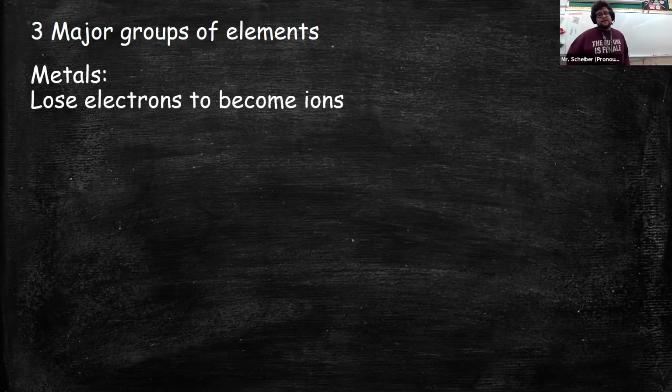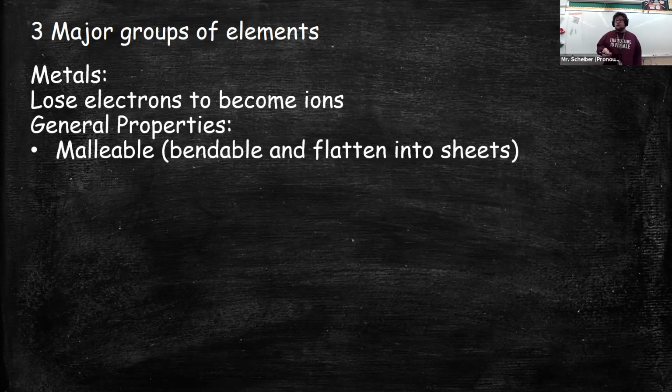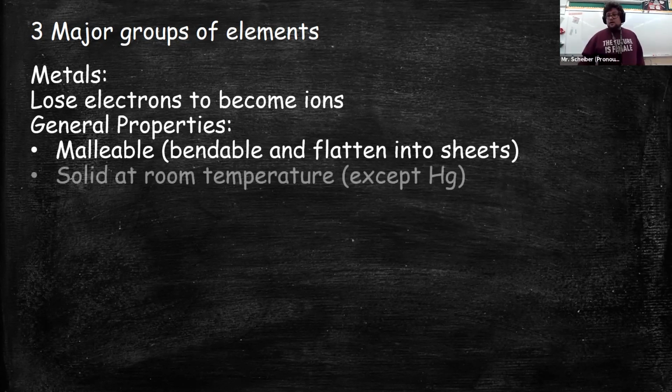Metals lose electrons to become ions. All metals, they always lose electrons to become ions. And general properties of metals are they are malleable, meaning that they are bendable and flatten into sheets. They are generally solid at room temperature. Mercury is a liquid at room temperature.